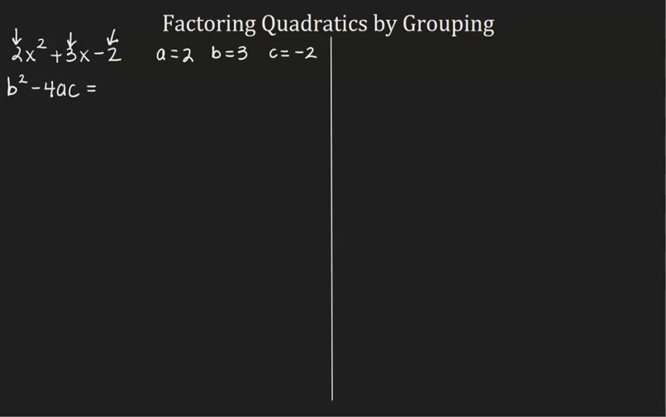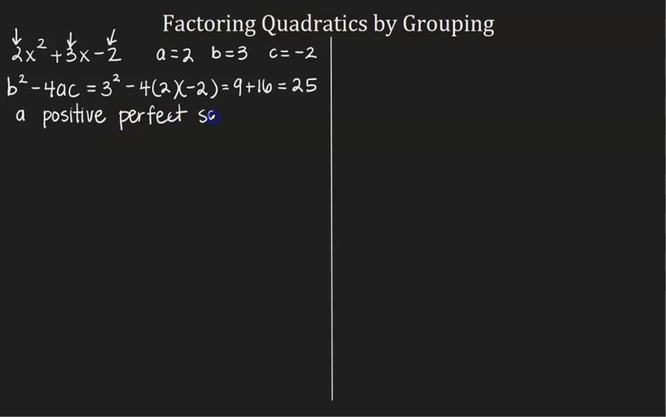So b squared minus 4ac is 3 squared minus 4 times 2 times negative 2, which is equal to 9 plus 16, which is 25. And 25 is a positive perfect square. Because that is a positive perfect square, I know that this quadratic can be factored. Now, I intentionally chose this example because it is not always super easy to factor a quadratic when a, the number in front of x squared, is not equal to 1. So we're going to factor this by grouping.